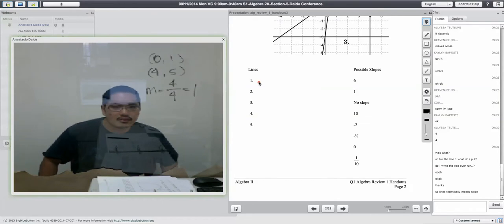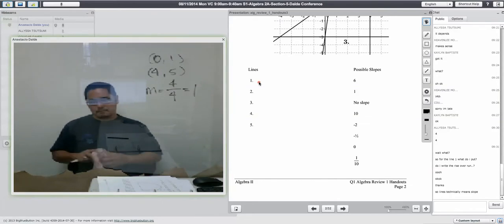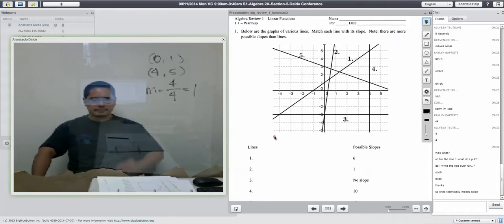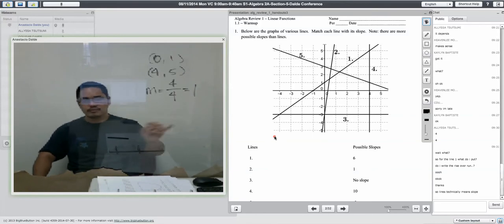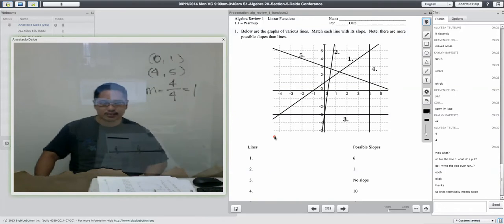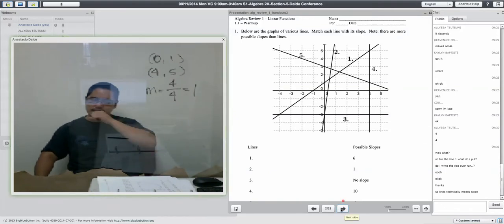So lines technically mean slope? No. A slope is a characteristic of a line. If you have a line, one of its properties is going to be its slope. The other property of a line is, I would say, a point. If you want to define a line, you would need 2 pieces of information. You would either need 2 separate points on that line, or you would need a slope, which is a characteristic of that line, and 1 point. If you can give me 1 point and its slope, I can tell you exactly what that line is. Does that make sense to you? Did I answer your question?